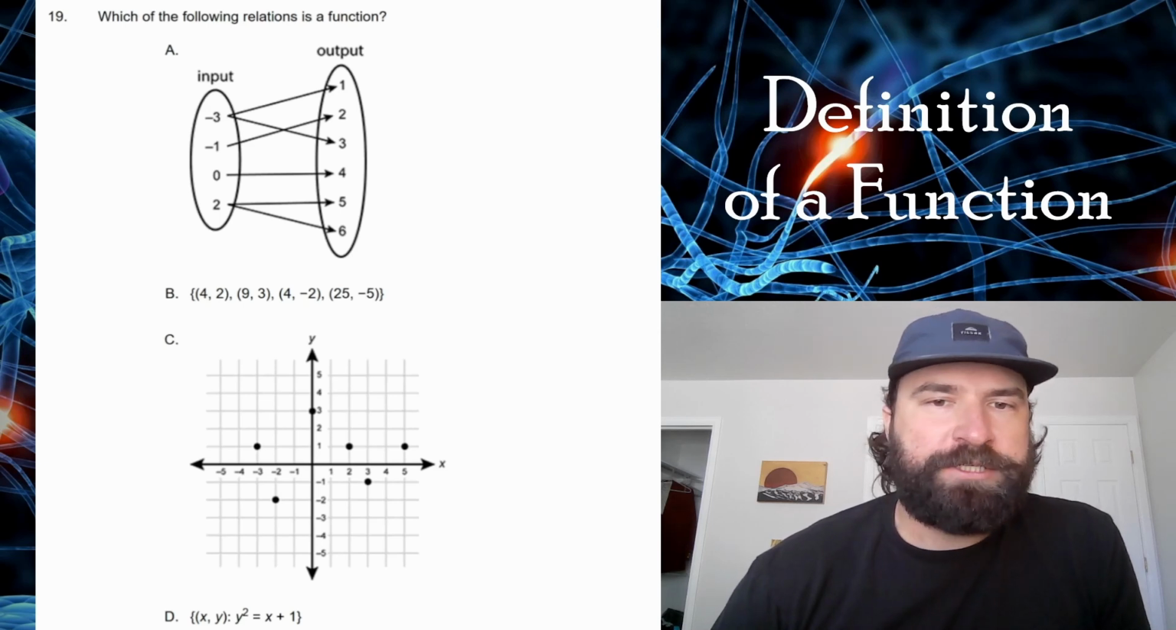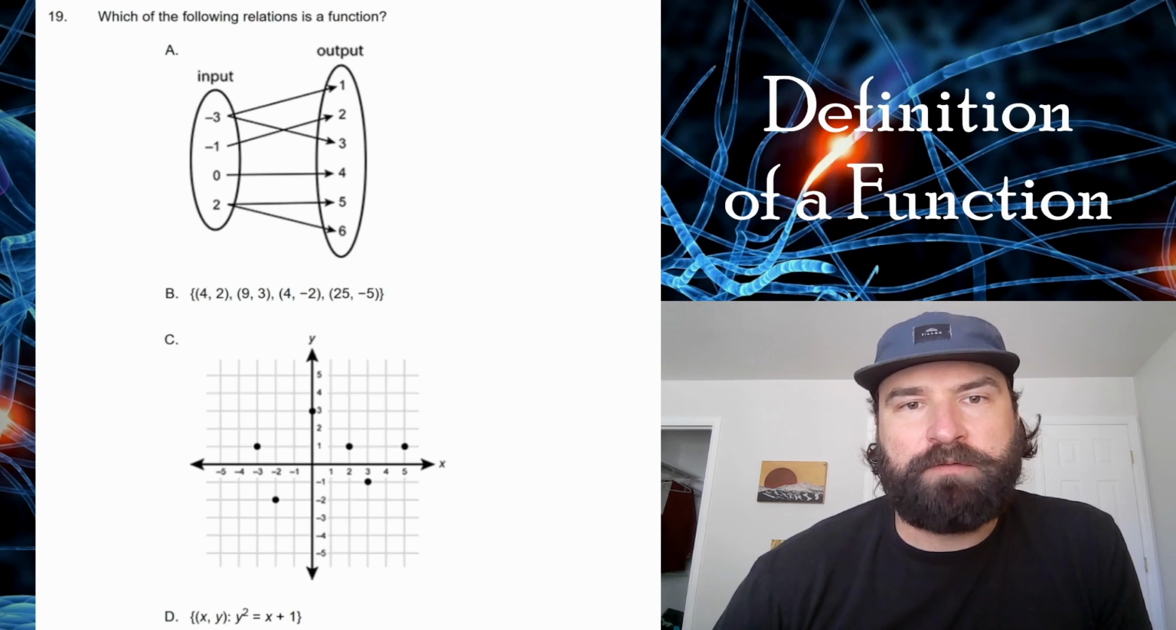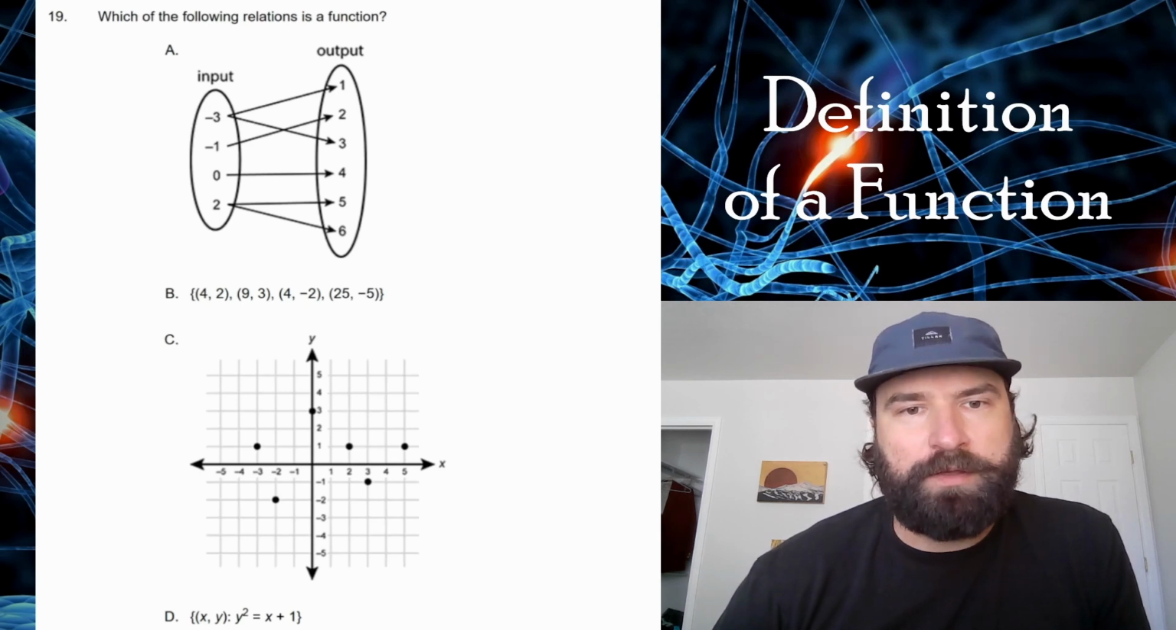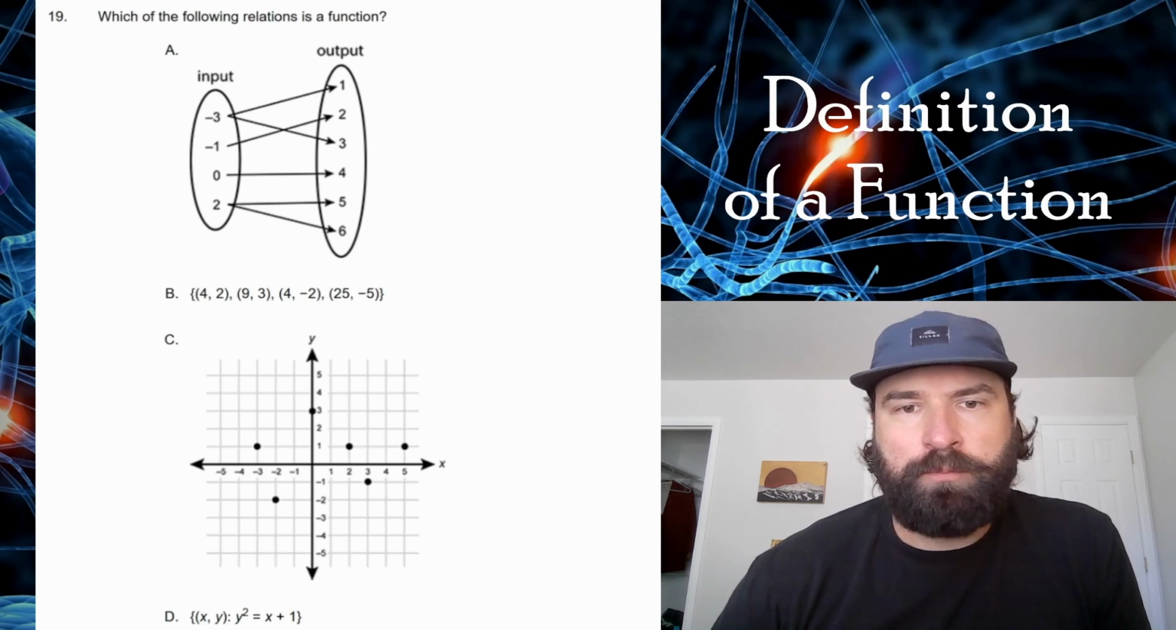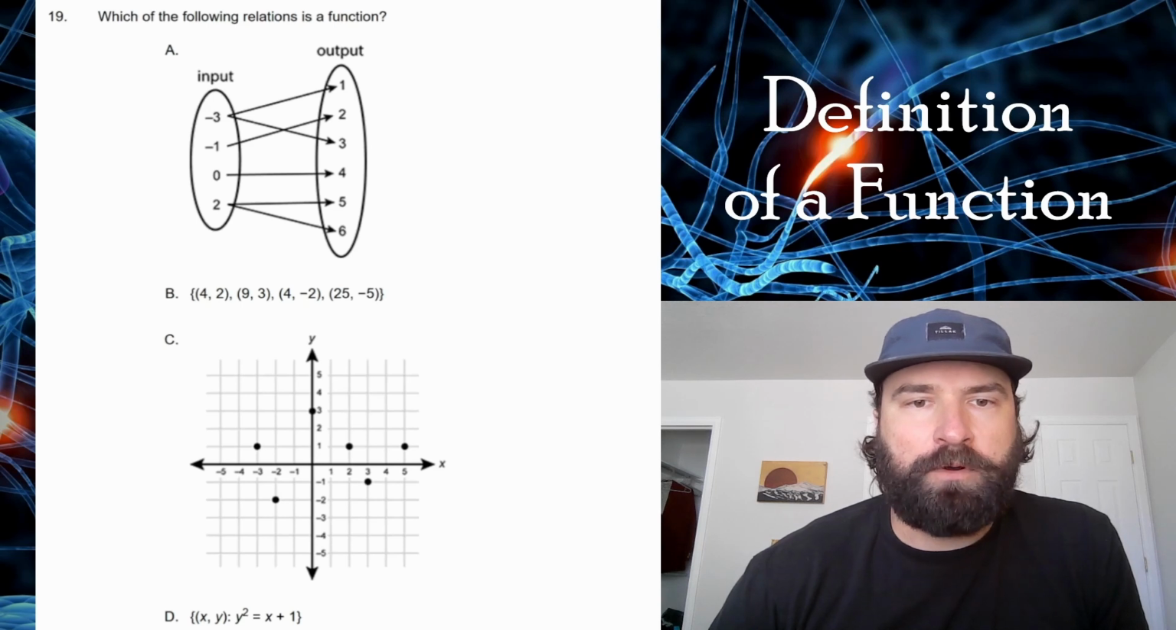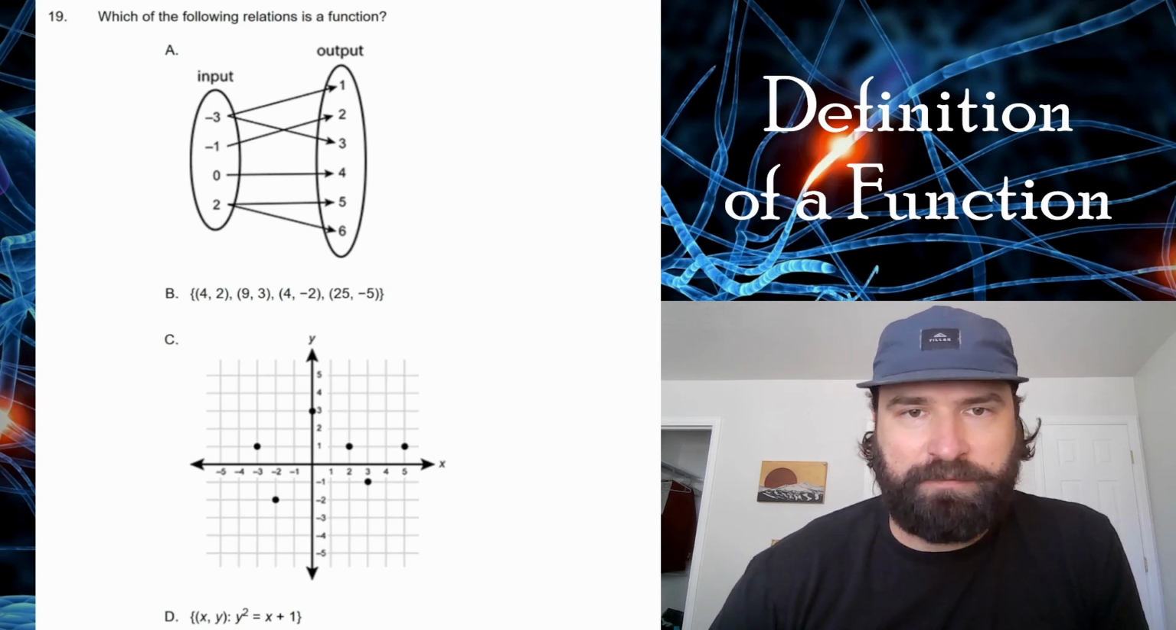In terms of equations and graphs, we can think of inputs as our x values and outputs as our y values. So for B, we have 2 points that have the same input. There's one input of 4 that occurs twice with different outputs, or y values. So 4 has an output of 2 and an output of negative 2. So B is not a function either.